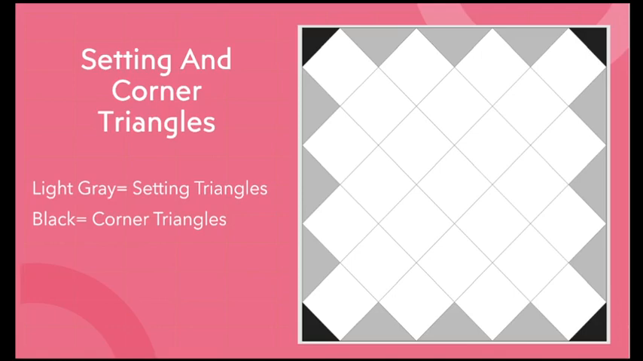Good question. So what is straight of grain? Straight of grain on a block or a piece of fabric is typically going to be the least stretchy direction of the fabric. Okay, so we have what we call straight of grain, lengthwise grain, crosswise grain, and we have bias.